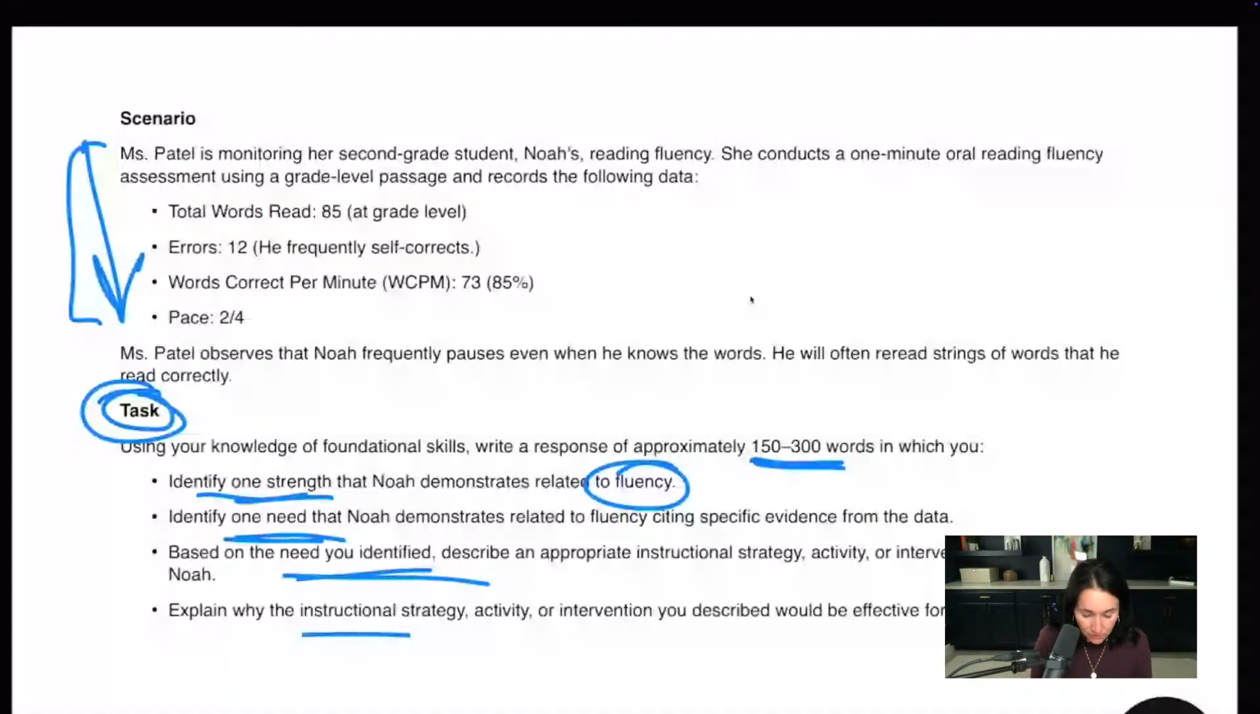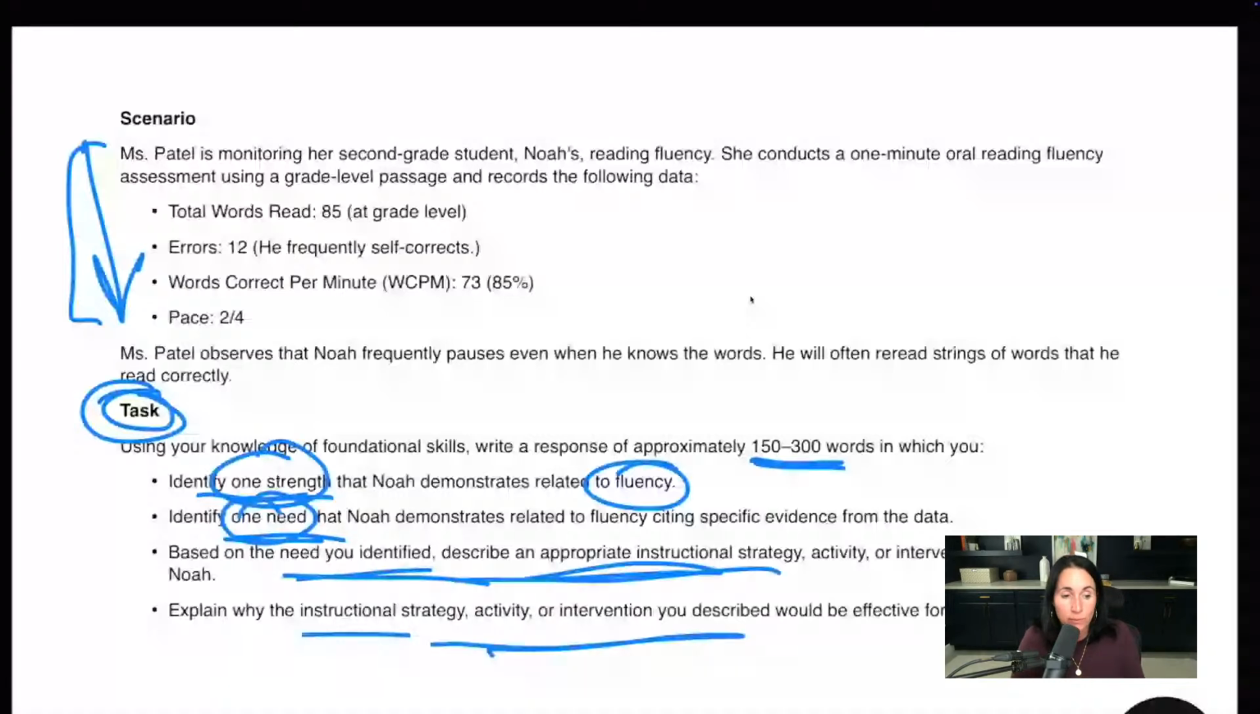Okay. So I'm going to identify a strength, a need, and then I'm going to go with repeated reading. And then of course, thinking in my mind, repeated reading helps students get automatic. It gives them practice. It gives them confidence. It helps them move through the text. You could just say research shows that repeated reading helps increase fluency, and it does. All right, let's go ahead and read what's going on here. Ms. Patel is monitoring her 2nd grade student Noah's reading fluency. She conducts a 1-minute oral reading fluency assessment. And we can see here, he read 85 words. That's at grade level, but he had 12 errors.